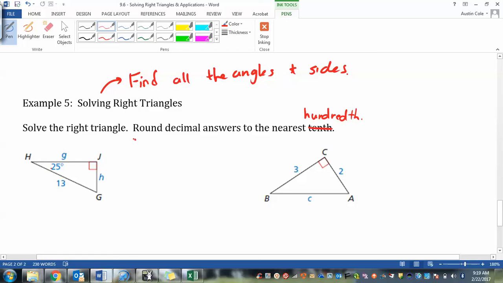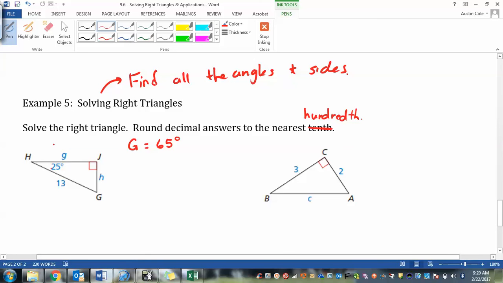What's G? What is it? Isn't that 65? 65 degrees. Okay. Angle G. So I don't know if I've talked about this. Big letters represent angles. Lowercase represents sides. So this is G, lowercase g, because it is across from angle G. Does that make sense? So angle G is 65.